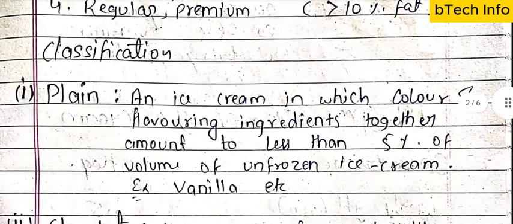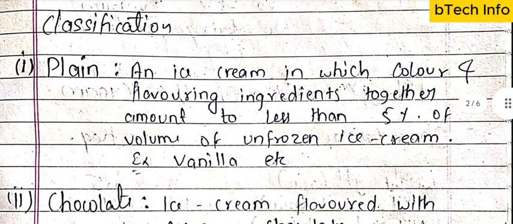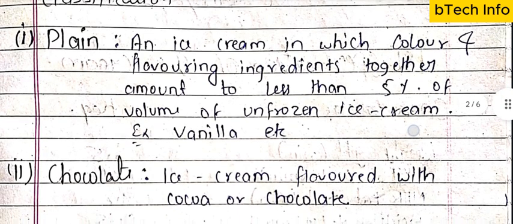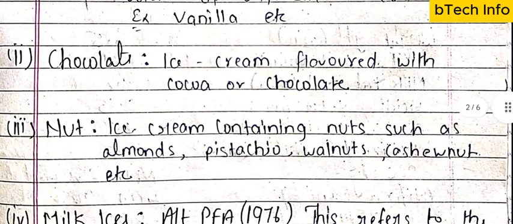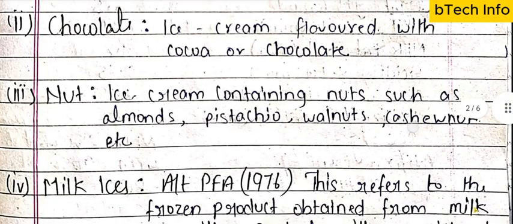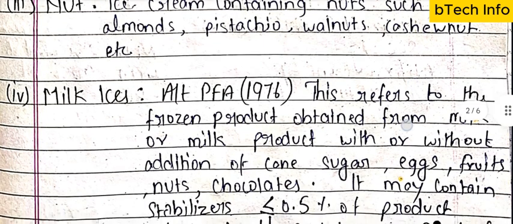Now we see the classification of ice cream. We have first plain ice cream, an ice cream in which color and flavoring ingredients together amount to less than 5% of volume of unfrozen ice cream, which is vanilla ice cream. Second is chocolate ice cream flavored with cocoa or chocolate. Third is nut ice cream containing nuts such as almond, pistachio, walnuts, cashew nut, etc. are known as nut ice cream.